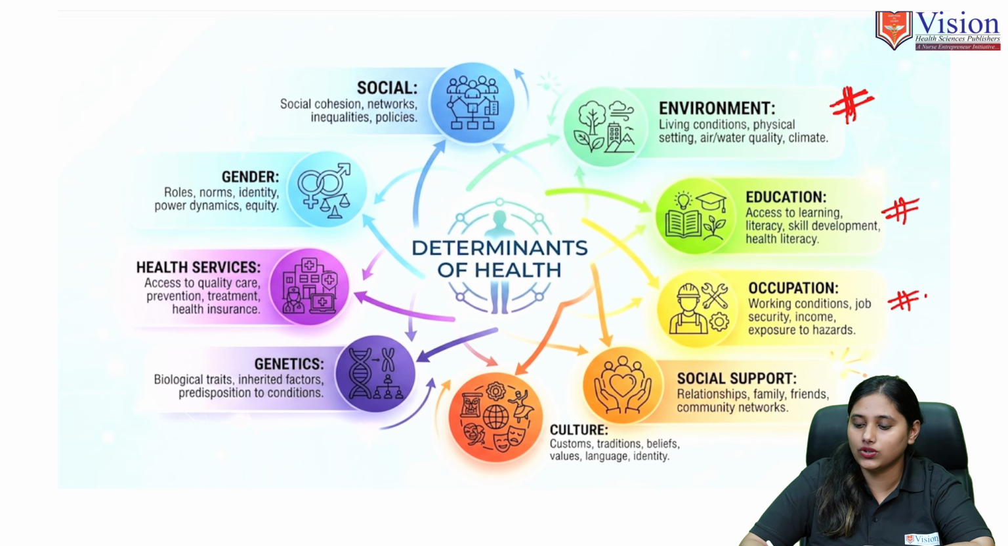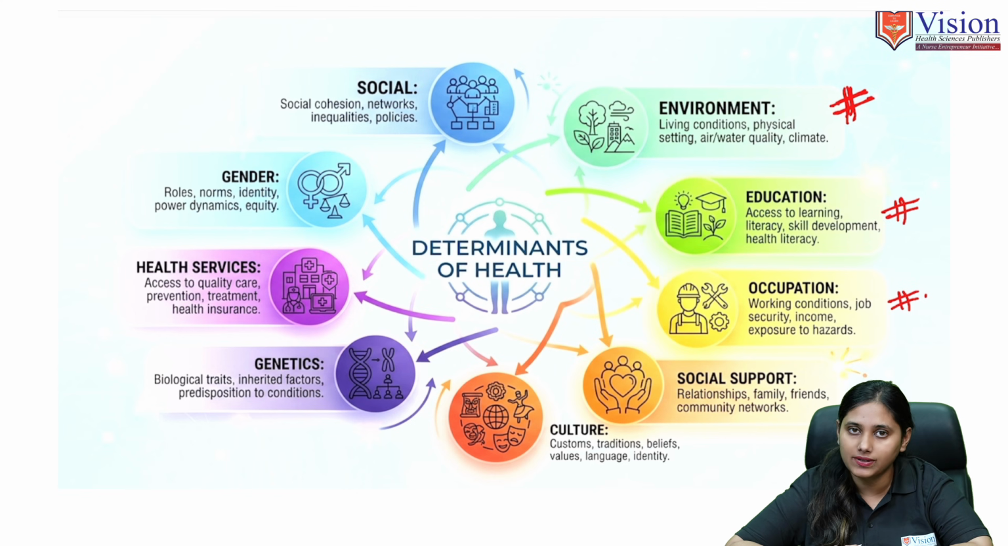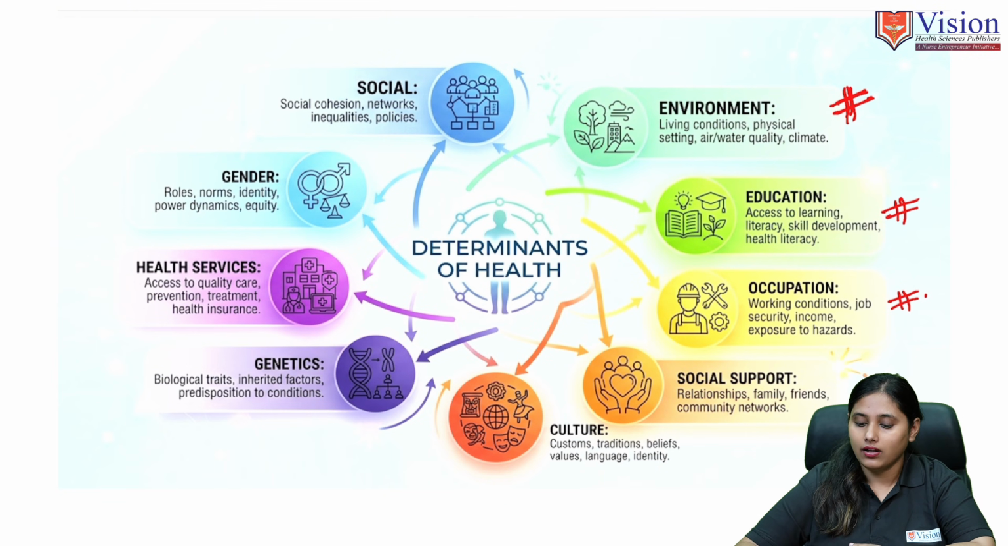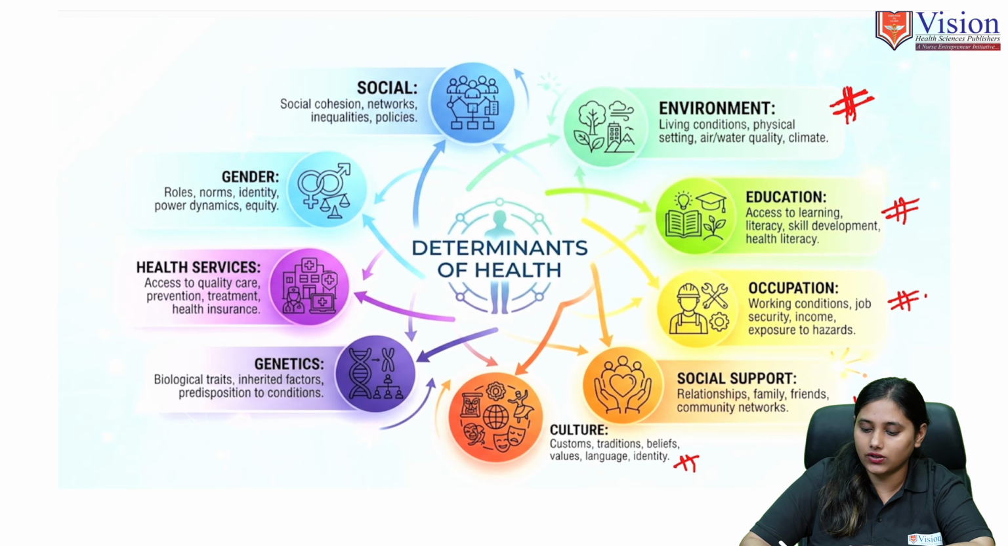Then we have social support as another health determinant. The relationships with family, friends, and community networks are also important. How? If we have good communication and good friends, then our mental health will be supported. We will suffer less from depression and anxiety. Then the culture. How does the culture affect health?